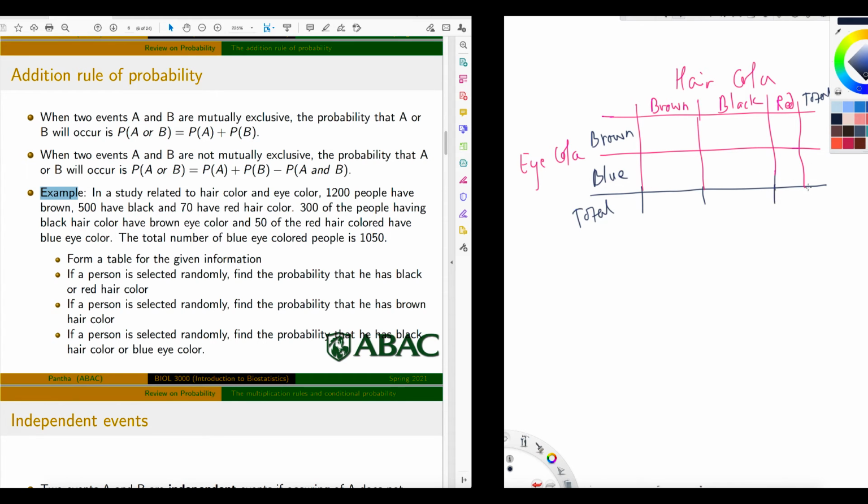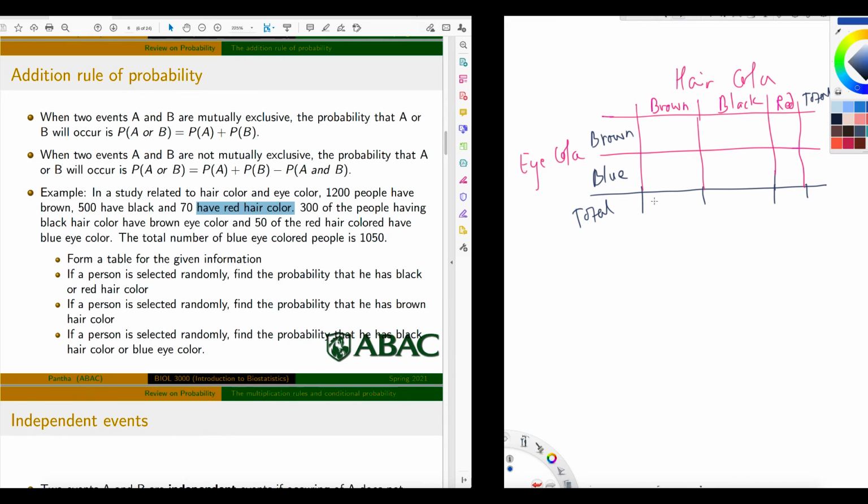Okay, so let us do that. All right. So let us complete the table with the given information. In a study related to the hair color and eye color, 1200 people have brown hair color. You see that? These are the hair colors. So this is the brown hair color. This column is for brown hair color, this column is for black hair color, and this column is for red hair color.